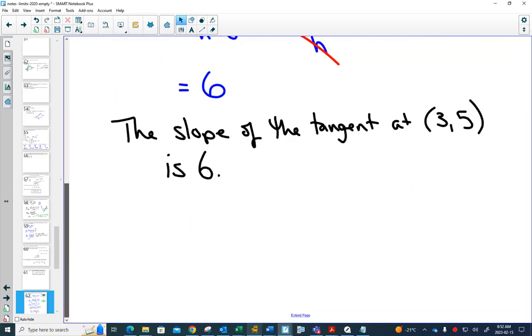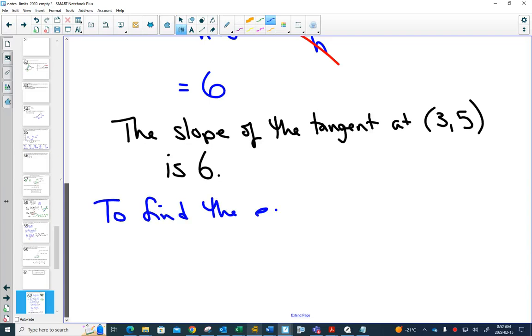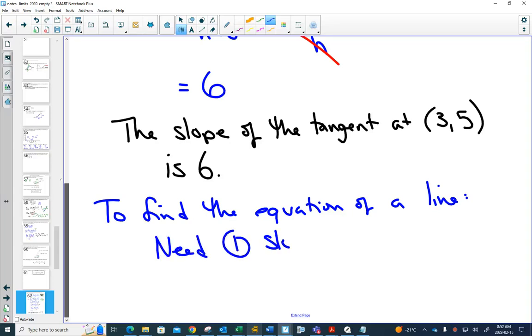Do you remember how to find the equation of a line? Do you remember how to do that from grade 10? You need two things. You need, one, the slope. Good thing, we've got that. We know the slope is 6. And the second thing you need to find an equation of a line is a point.